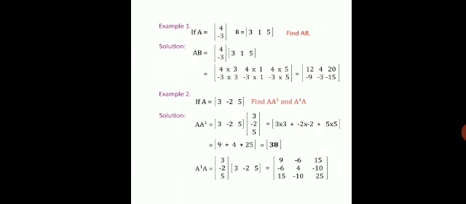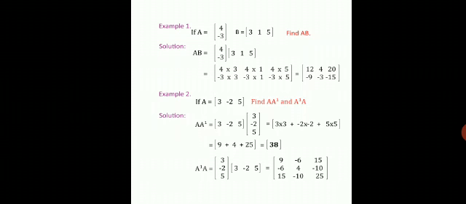We will see with the examples. First example, if A is equal to the column matrix 4, minus 3, which has an order of 2 rows and 1 column, and matrix B is given, that is equal to 3, 1, 5. It is a row matrix with 1 row and 3 columns. Find the product AB.